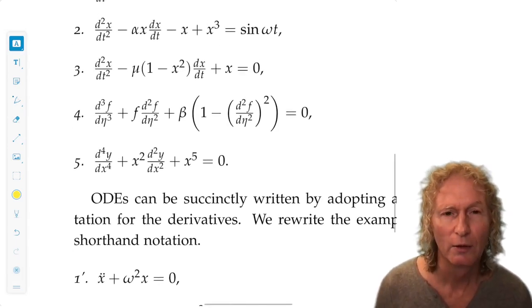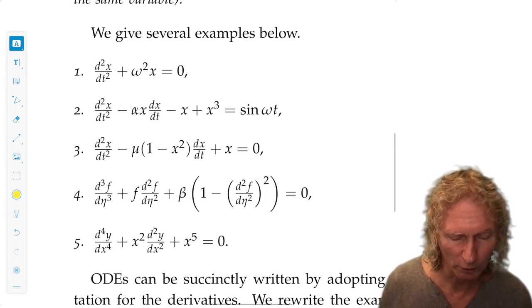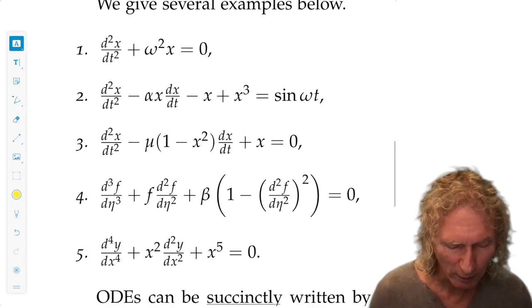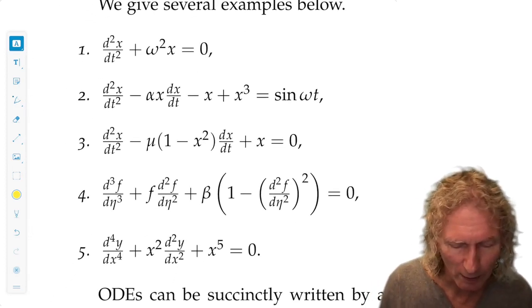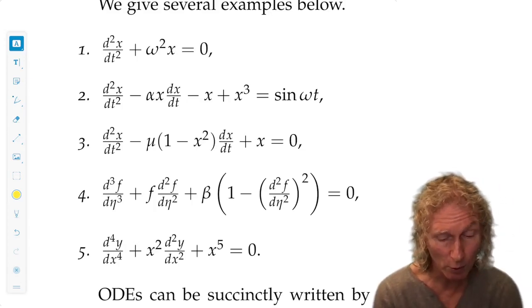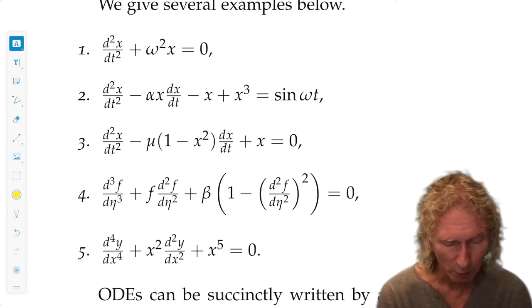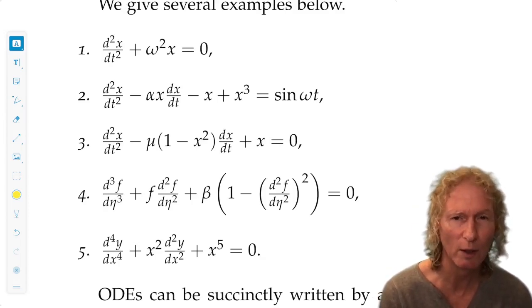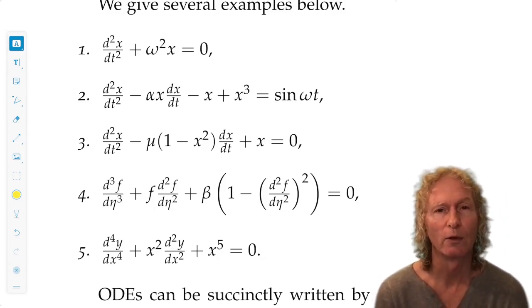Okay, so that is a good place to stop. Well, let me mention one thing. In these equations, there are these other terms, omega in equation 1, alpha and omega in equation 2, mu in equation 3, beta in equation 4. What are they? They didn't have anything to do with the independent and dependent variables. No, these are just constants or parameters.